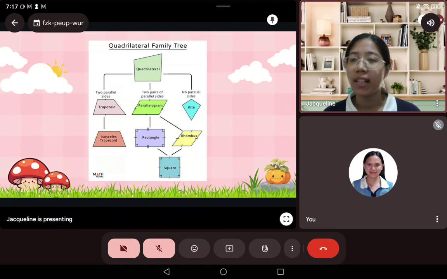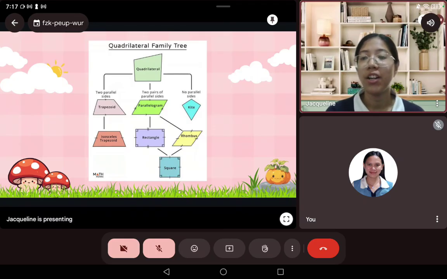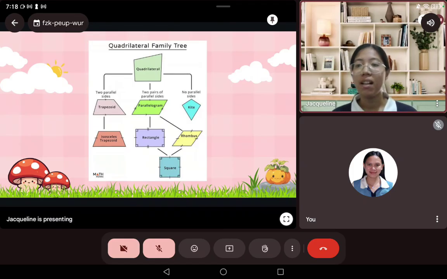So all I want you to do, class, for this activity is to think of objects that are similar to the quadrilateral family. Alright, so I'll give you 10 seconds to think of an object that is similar to trapezoid, to kite, to square, and the rest of the quadrilateral family tree. Okay? Alright, so your 10 seconds starts now. Alright, time's up. So now, who would like to try, class?